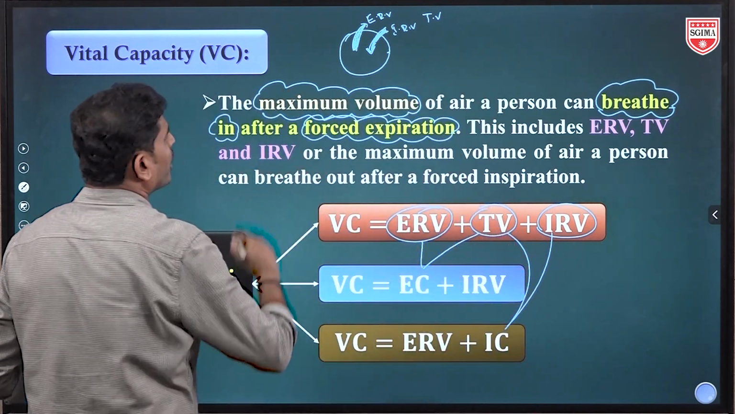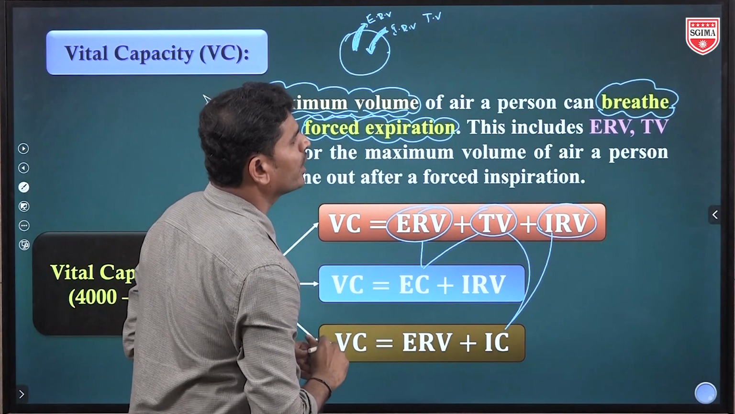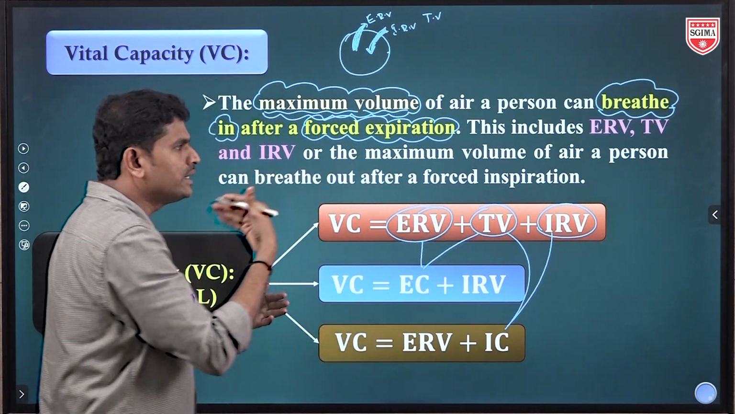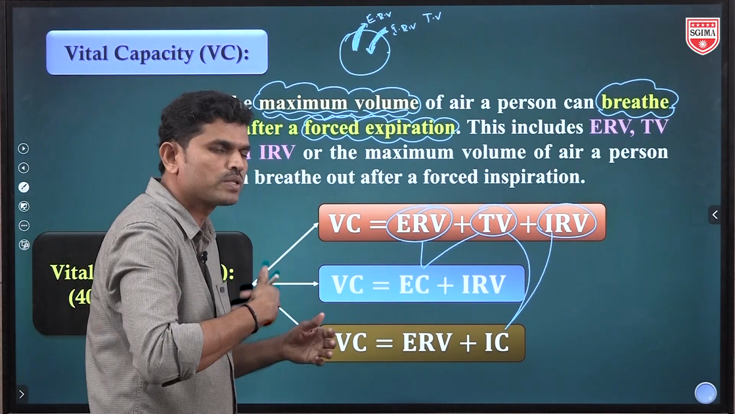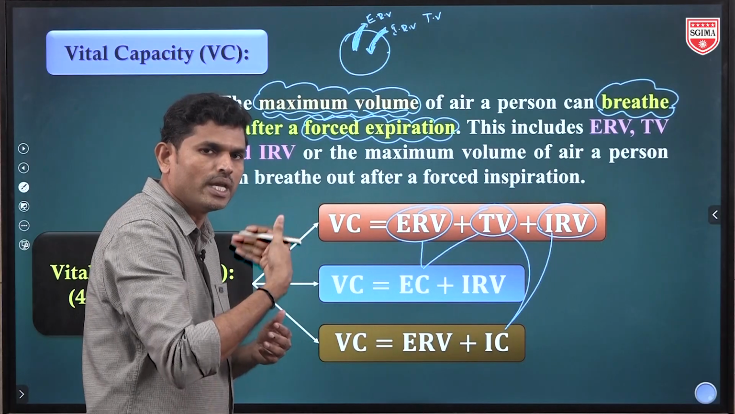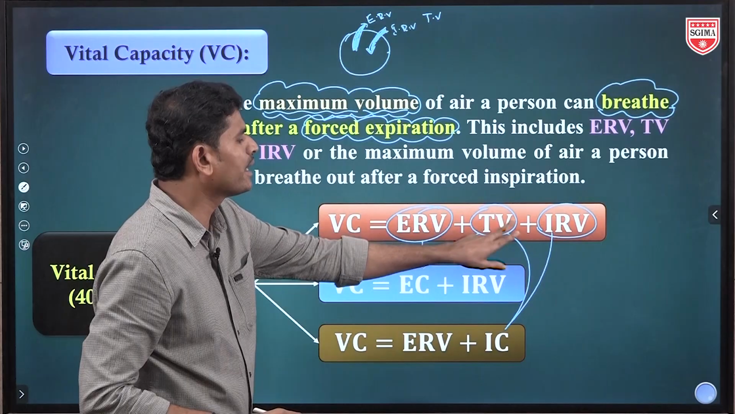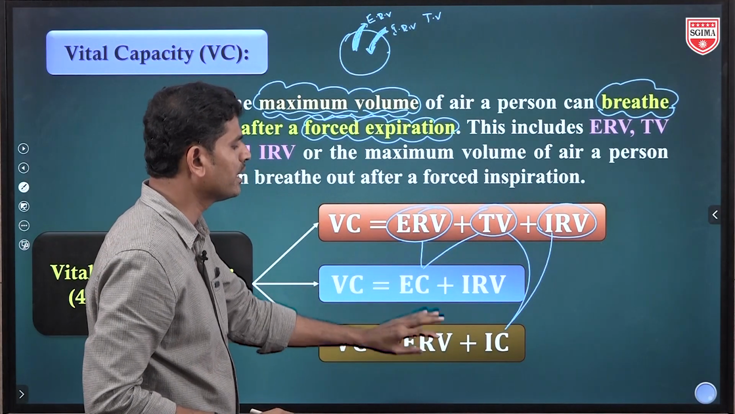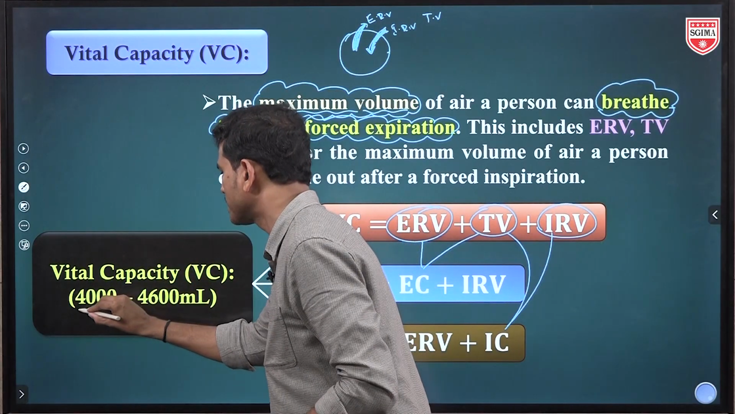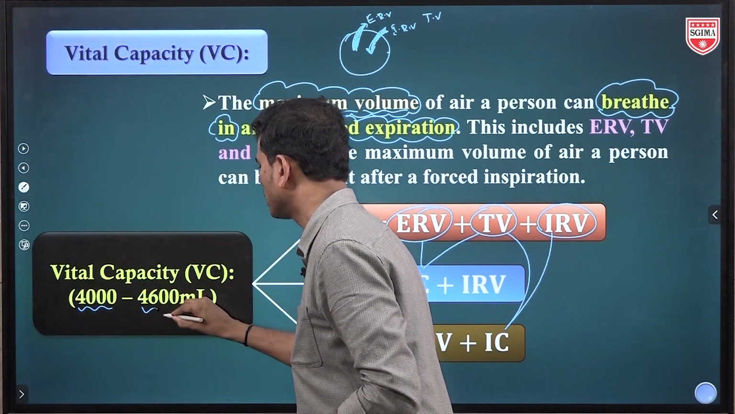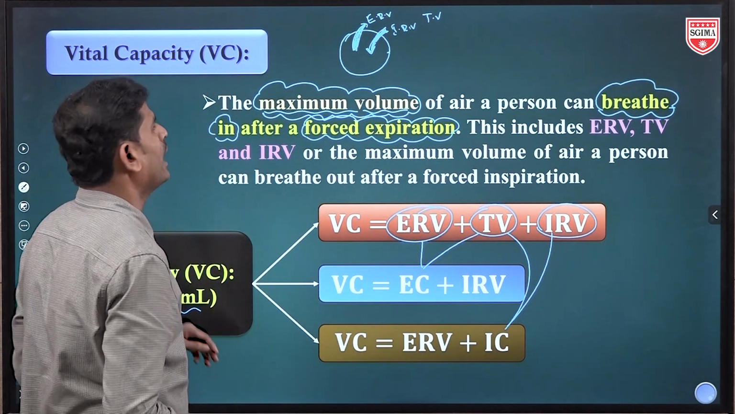Be careful here. You have to remember that it is the maximum volume of air a person can breathe in after forceful expiration. First forceful expiration, afterwards forceful inspiration. So both ERV plus IRV and TV will be included. We can write this in two other forms also. Its total volume is 4000 to 4600 ml. Okay. Next we will see another capacity.